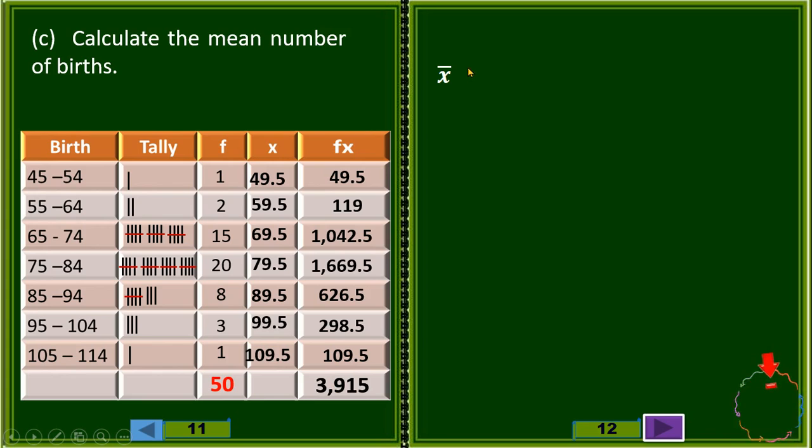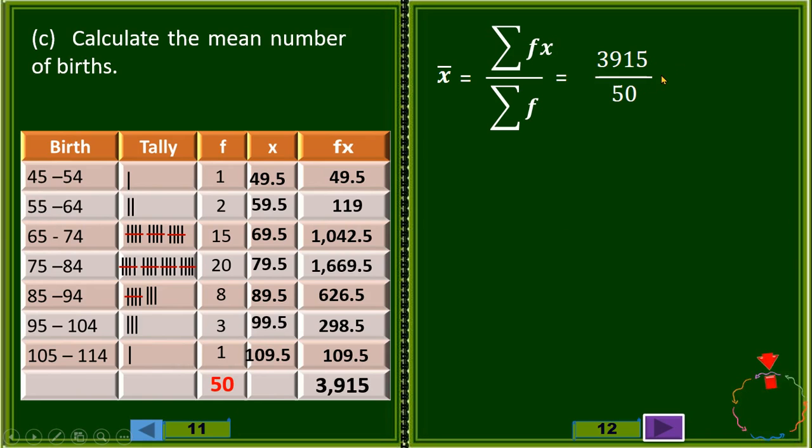Now, to calculate the mean, we write the formula for the calculation of the mean. The summation of the frequency times class center, fx, divided by the total frequency, the summation of the frequency, which is this. And then that will give me 3,915. Then we're going to divide that by 50. With calculator, we can do this. 3,915 divided by 50 will give me 78.3.